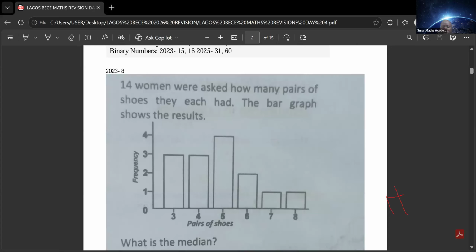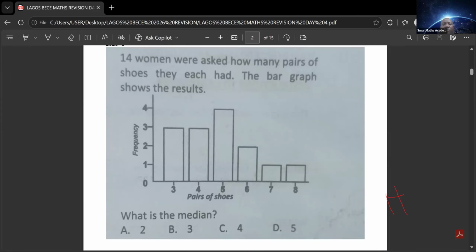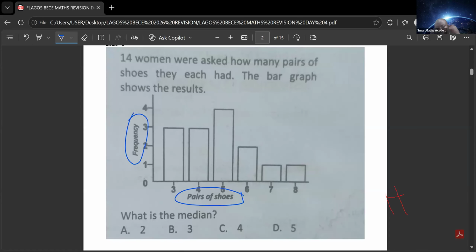The question says, women were asked how many pairs of shoes they each had. The bar graph shows the result. So this is a bar chart, or bar graph. You can see pair of shoes on the x-axis below here. We have the frequency, which tells us the number of times that each pair of shoes appears. So the question now asks, what is the median?